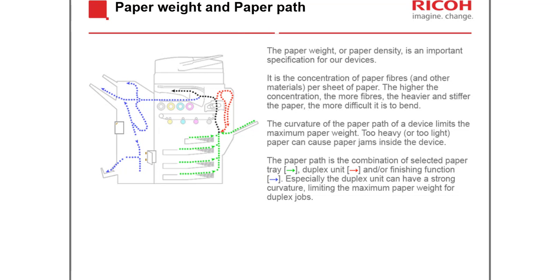The curvature of the paper path of a device limits the maximum paper weight. Too heavy or too light paper can cause paper jams inside the device. The paper path is the combination of selected paper tray, duplex unit and finishing function. Especially the duplex unit can have a strong curvature, limiting the maximum paper weight for duplex jobs.